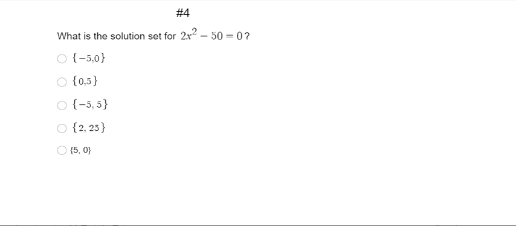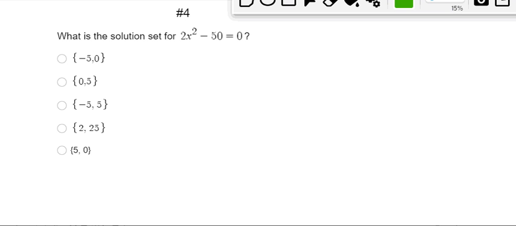Okay, moving on. What is the solution set here? We need to recognize how we are going to solve this. Well, we can factor. Always look to see if we can factor. We can factor out a 2. If we divide both sides by 2, that leaves us with x squared minus 25 equals 0.